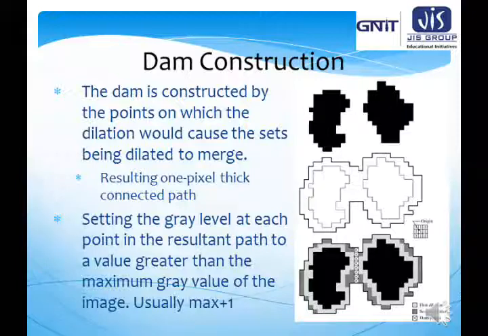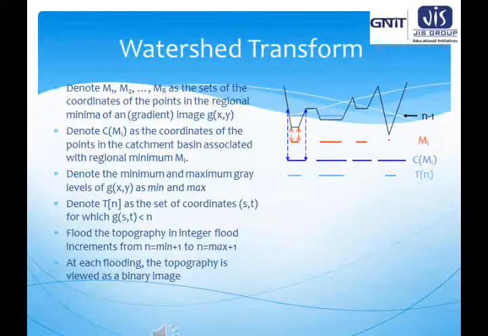Now the next step is setting the gray level at each point in the resultant path to a value greater than the maximum gray value of the image. Usually maximum value plus 1 is used here. Now this is nothing but the watershed transformation process.